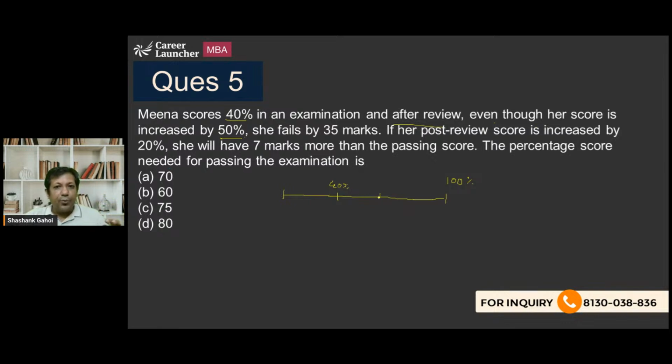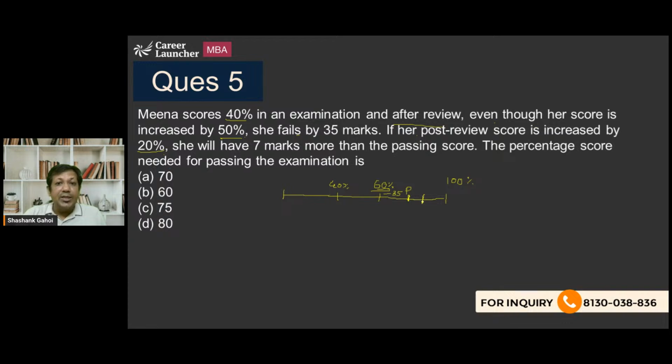So after review, her score increased by 20%, so it has become 60%. She's still failing by 35 marks. So it means the passing mark should be somewhere here. This is what I know, and this is the pass mark. If her post-review score, that is 60%, increased by 20%, I would say one fifth. One fifth of 60% is going to be 12%.